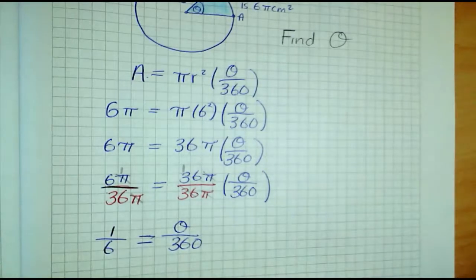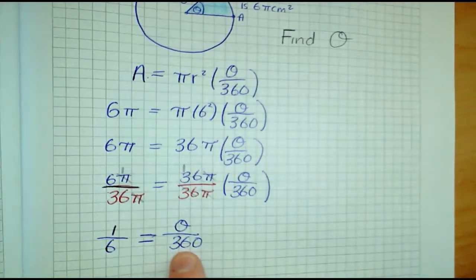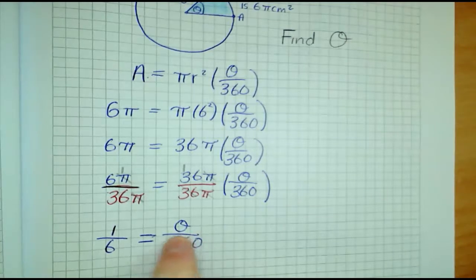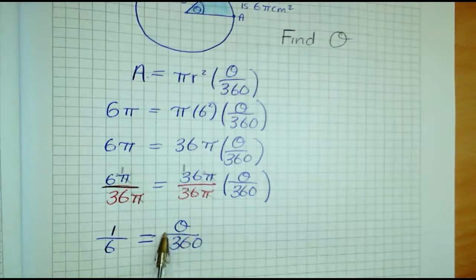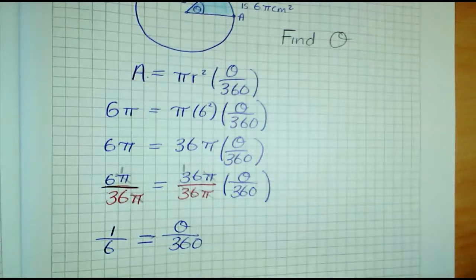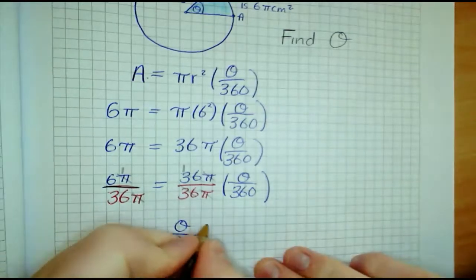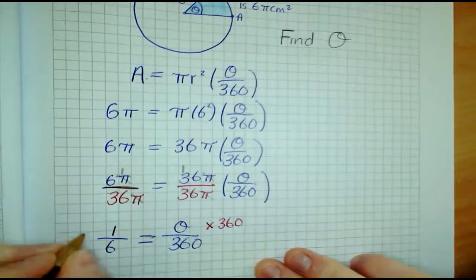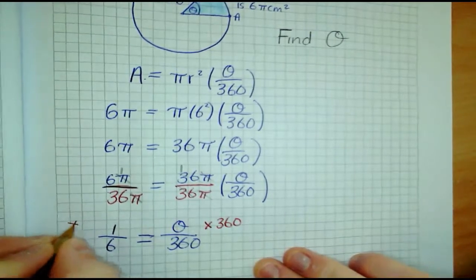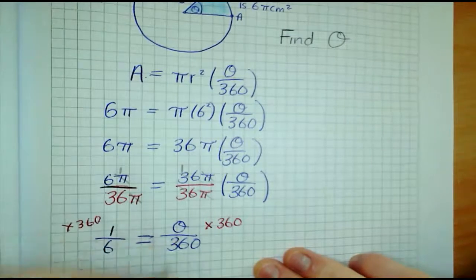Okay, so we nearly have theta on its own. The only thing that's stopping us is that divided by 360. So lads, we all know now hopefully that that line there means division. Okay, that line actually means that theta is divided by 360. Okay, that's what that line is. So we are going to do the opposite. So we're going to multiply by 360.